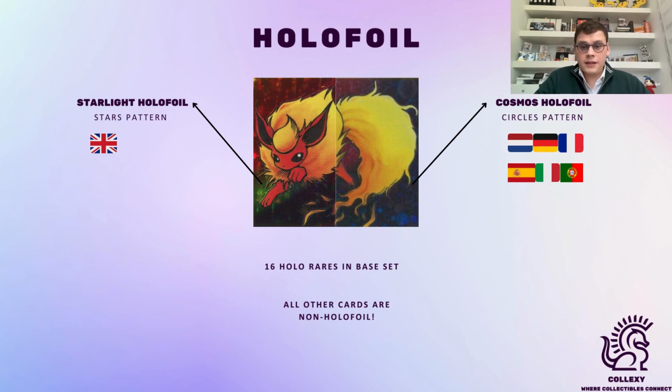So just like base sets, there are 2 kinds of holofoils for the holo rares in the jungle sets. However, the Starlight holofoil was only printed in English, which is a stars pattern, while in all the other languages, the Cosmos holofoil, which is a circles pattern, was used. As we mentioned, there are 16 holo rares in the base set, and all the other cards therefore do not have a holofoil pattern.